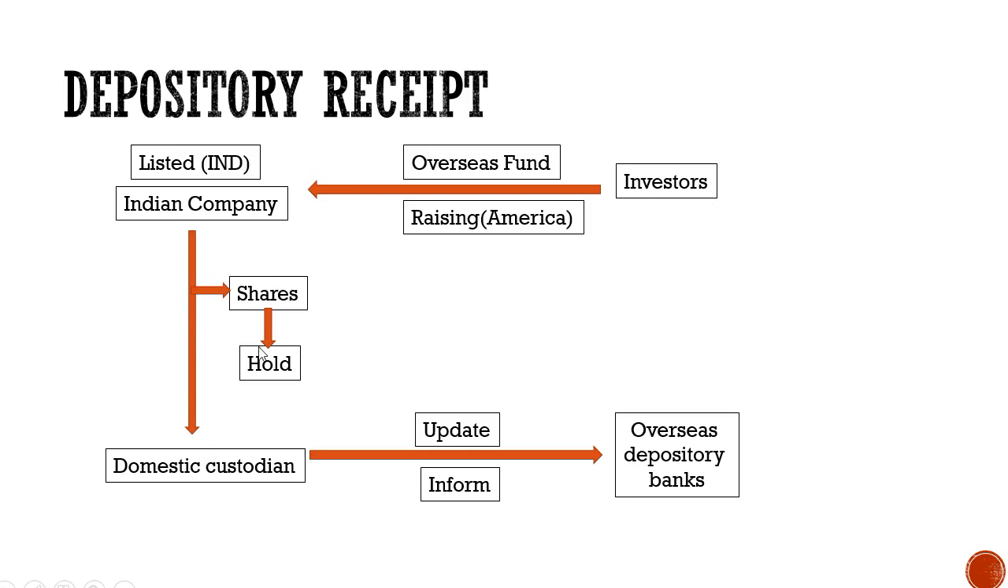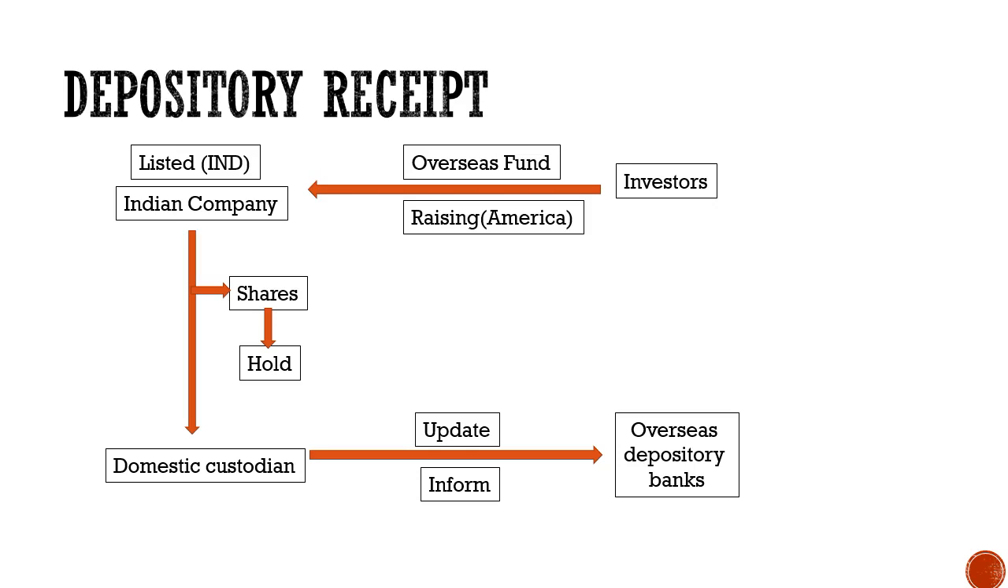Now the domestic custodian will hold all those shares and will update and inform the overseas depository bank about those shares. Now, a depository bank is just like a normal bank. In a normal bank, it holds all the money. A depository bank basically holds all the shares in electronic form. So, as and when the Indian company gives the shares to be held to the domestic custodian, it will update and inform the overseas depository bank, and hence the shares will be credited in electronic form in the overseas depository bank.